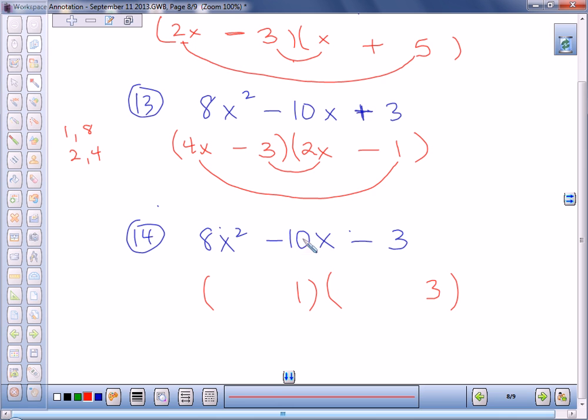Do y'all see if I do 4 here, that gives me 12. And if I do 2 here, that gives me 2. Can I make 10 out of 12 and 2? Yeah. How do I get a negative 10? I need a negative 12, don't I? So where does the negative go? Negative 1 with the 3. Oh, never mind. That makes a negative 12 and a positive 2.